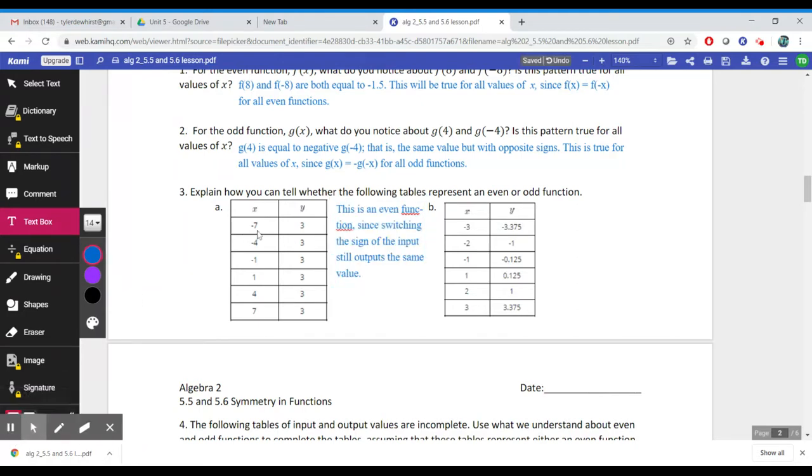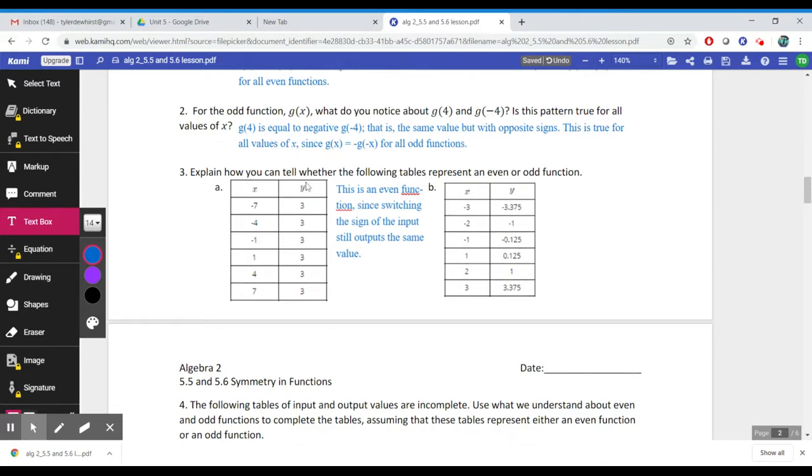So hopefully you were able to get something written down for these. Again, if your explanation isn't exactly the same as mine, that's fine. My explanation was that for part A, this is an even function, since switching the sign of the input still outputs the same value. Don't be fooled by the fact that they're all 3's here. This still satisfies the definition of an even function.